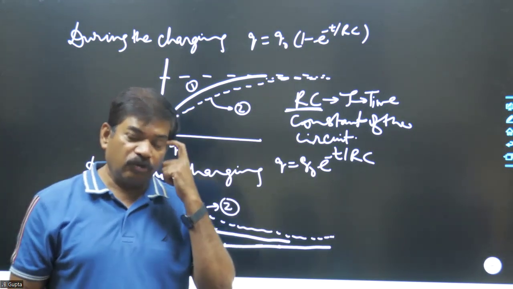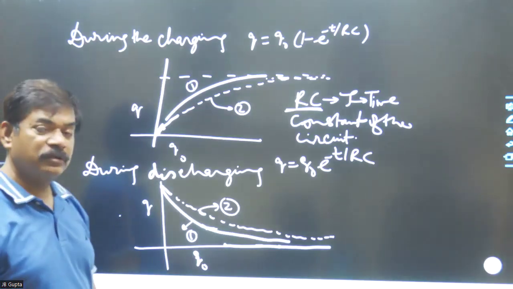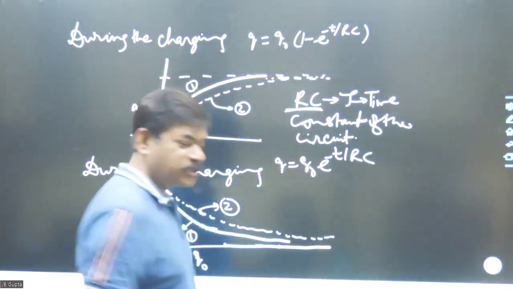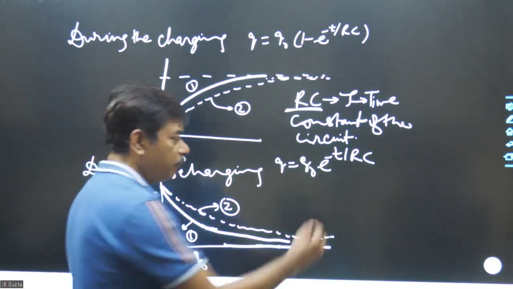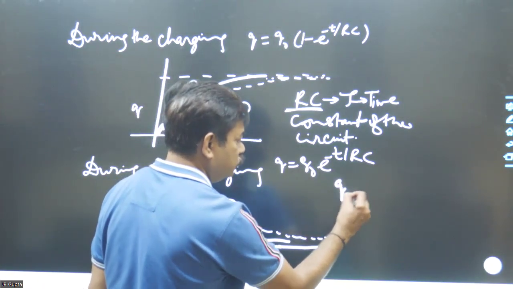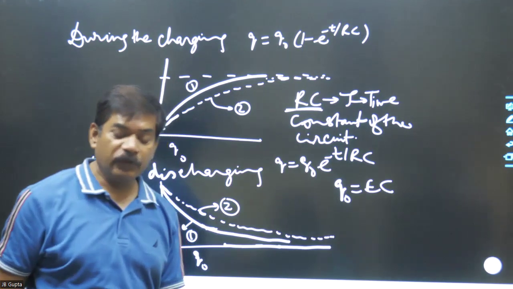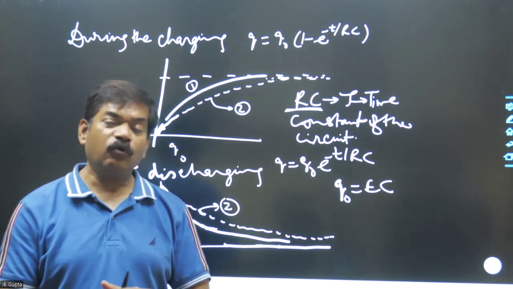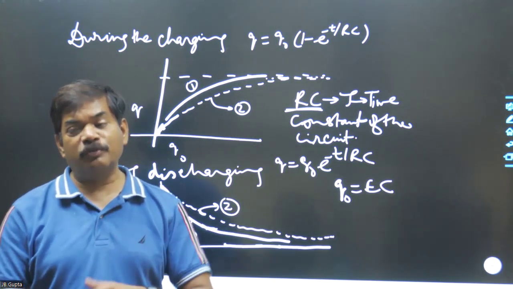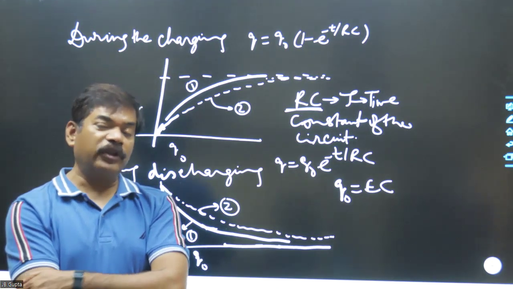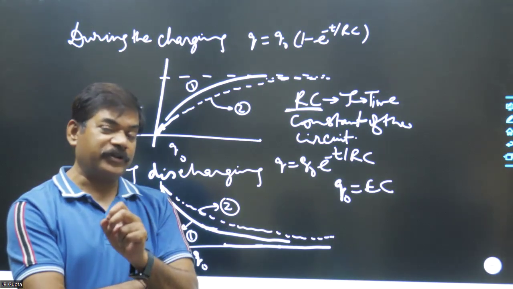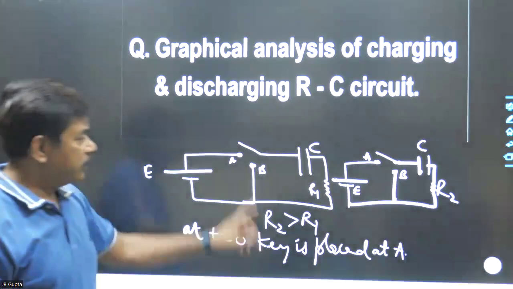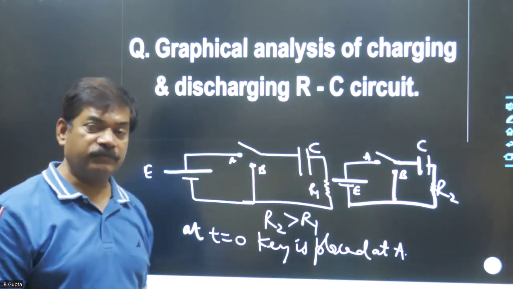This is the meaning. So what is the maximum charge in both the cases? Maximum charge Q naught in both the cases, that is, circuit 1 and circuit 2. Maximum charge will be Q equals Q naught, and Q naught will be equal to E into C. Because when the capacitor gets fully charged, there is no current in the circuit. So there will be no voltage across the resistance. So all the voltage will be only across the capacitor. So the maximum charge in both circuits across the capacitor will be E into C.